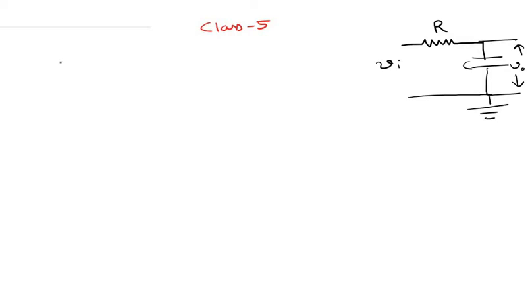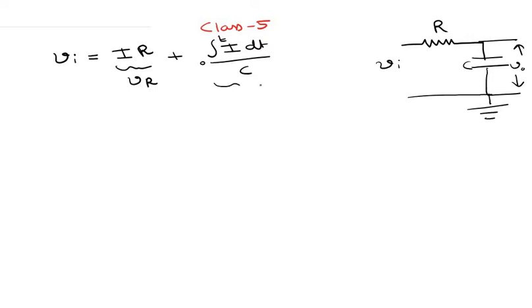So the equation for Kirchhoff's voltage law, or conservation of the sum of the voltage, gives us Vi equals IR, which is basically the voltage drop across the resistor VR, plus integral of I dt divided by C from 0 to t. So assuming that the initial charge across the capacitor is 0, and this is the voltage drop across the capacitor, which is basically V0, the output voltage.